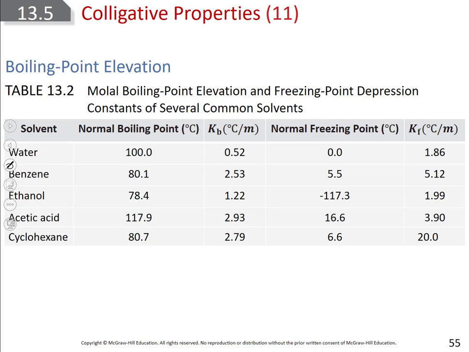So here on the same page, 759, we have a table of the normal boiling points versus the boiling point constants, and then we also have freezing point and freezing point constants we're going to use in a minute for some common solvents, water there at the top. So normal boiling point of water is 100. It has a boiling point constant of 0.52 degrees Celsius per molal, normal freezing point of 0 degrees Celsius, and a freezing point constant of 1.86 degrees Celsius per molal.